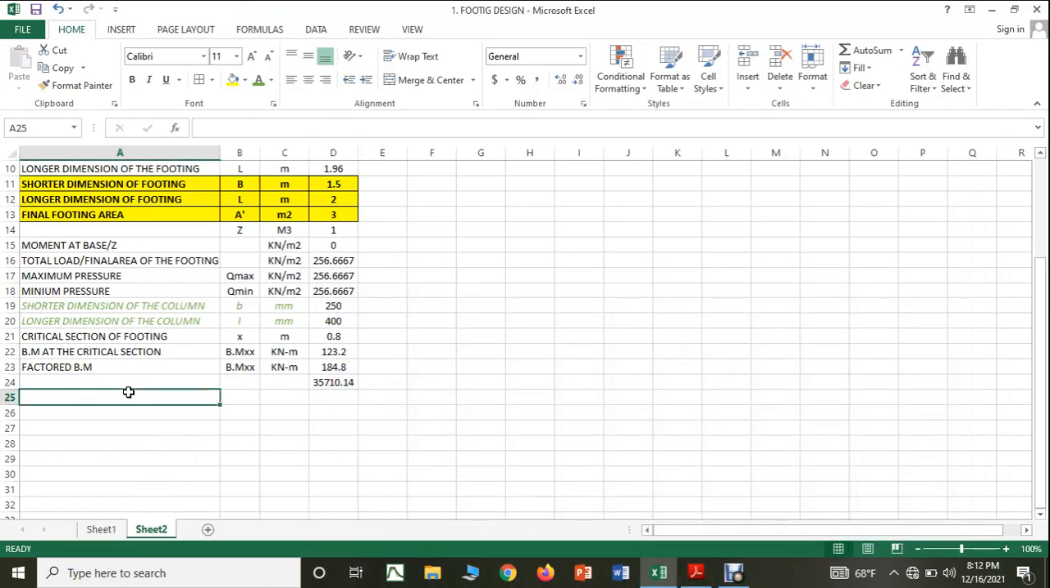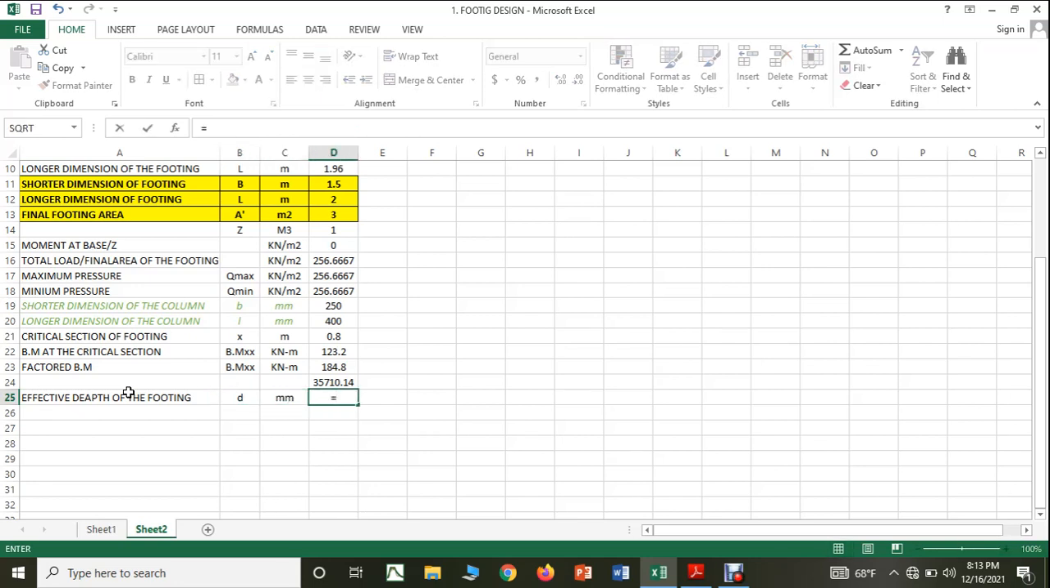So let me give effective depth of the footing, which will be given as small d in mm. It will be equal to SQRT, the square root of this bracket, this cell. That will give you the effective depth of the footing as 188.9713 mm.